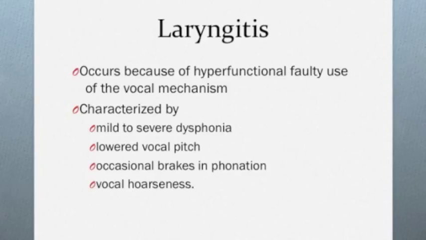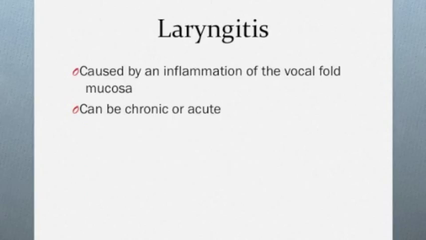Laryngitis occurs because of hyperfunctional faulty use of the vocal mechanism. It is created by mild to severe dysphonia, lowered vocal pitch, occasional breaks in phonation, and vocal hoarseness. Laryngitis is caused by an inflammation of the vocal fold mucosa and is either an acute or chronic disorder.